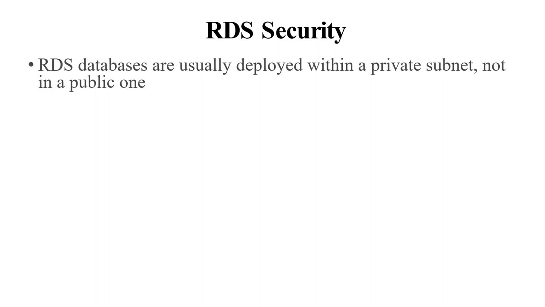RDS databases are usually deployed within a private subnet. That is also important, as networking level security: within a private subnet, not in a public one. But how do you create public and private subnets? I'll come back to that in VPCs and we'll discuss it. But private subnets are recommended.